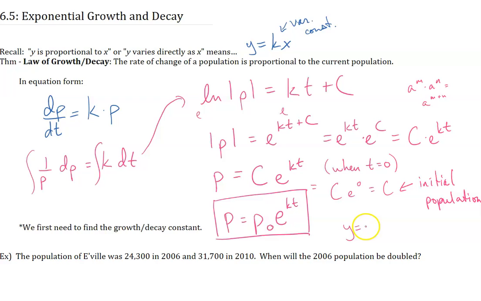y equals P times e to the rt. Okay, if you remember the formula PERT for law of growth. All right, it's the same thing. We're using k as our variation constant instead of r, and then P sub 0 is P.